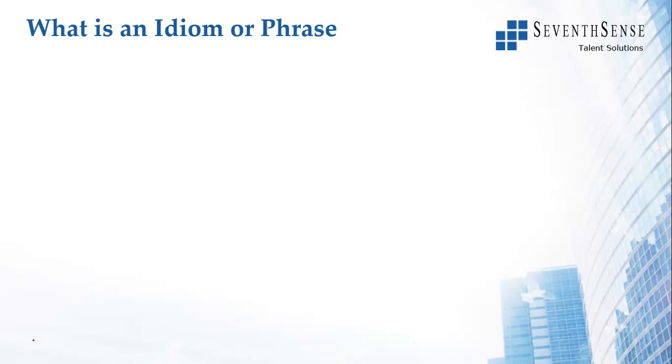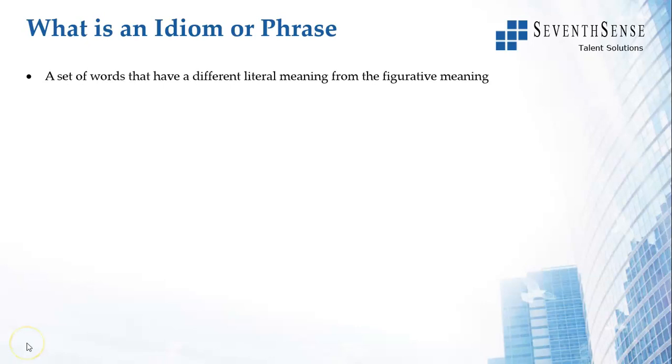An idiom or a phrase is a set of words that have a different literal meaning from the figurative meaning. What do we mean by this? If you translate and understand the words of an idiom, the meaning that it would give is different from what they actually mean. You can't translate the words in English to your mother tongue and understand what the idiom means.